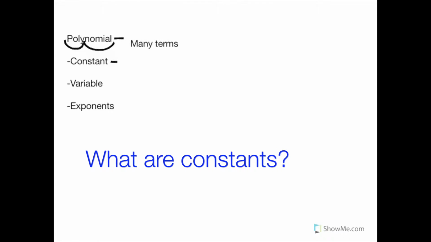The first one that a polynomial contains is constants. Constants are, as they seem, constant. They're never going to change. So you can pick any number, and that's a constant. You have 5, you have 10, you have 1 million, any number, and it's a constant. And as it says, it's never going to change.